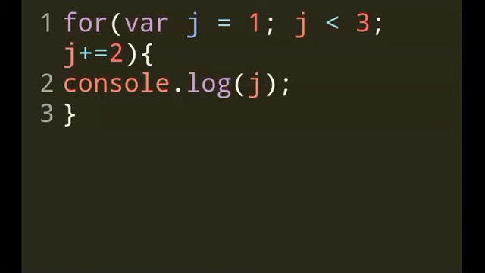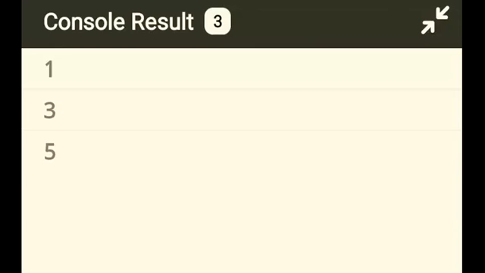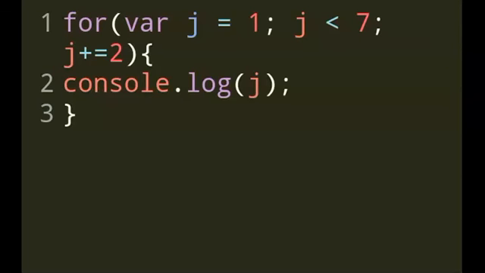It's 1 only. Why? Because the initial value of j is 1. It has to be less than 3, so the loop will happen, j is equal to j plus 2. So why is it just 1? Okay, that's 2 less, that's why. Okay, let me make it 7. So let's check the result now, because we need some more values. So 1, 3 and 5.